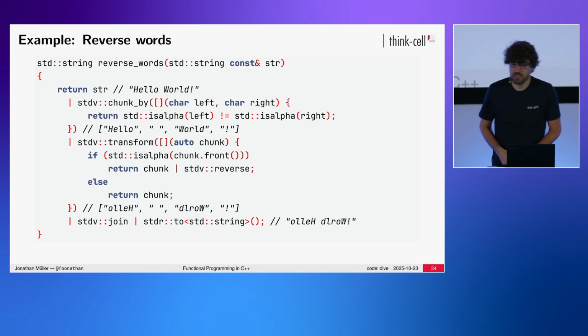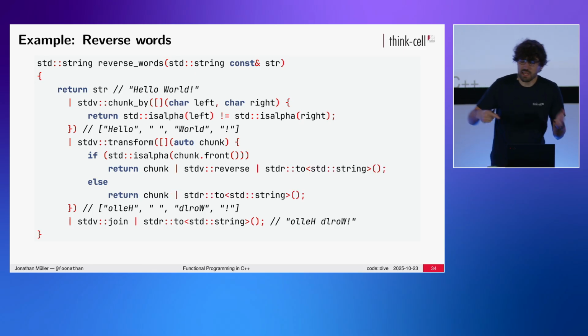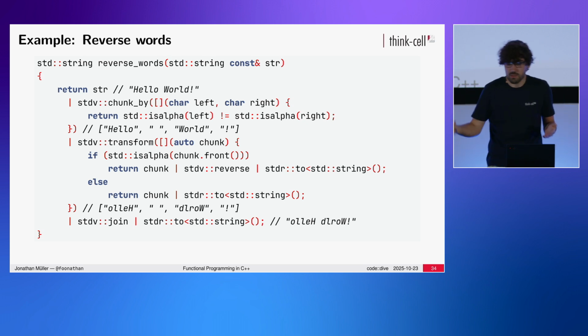One way to fix that is to introduce eagerness. So we can eagerly create the chunks into a std string, and now we are returning a std string in both cases, but we're having intermediate heap allocations, which we don't want.